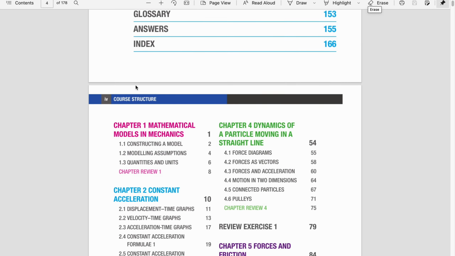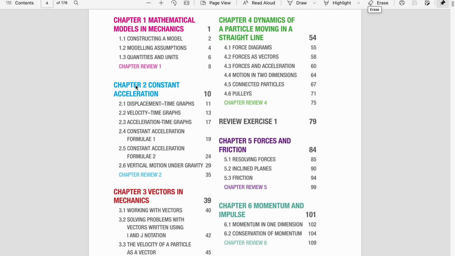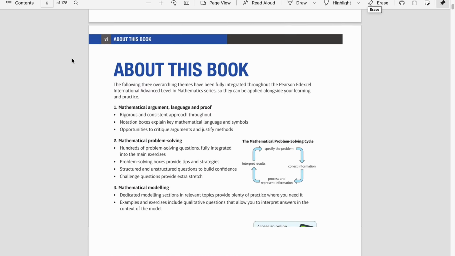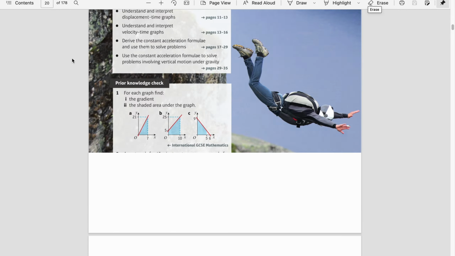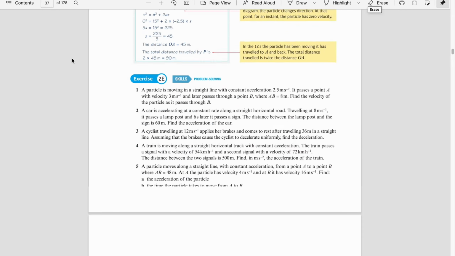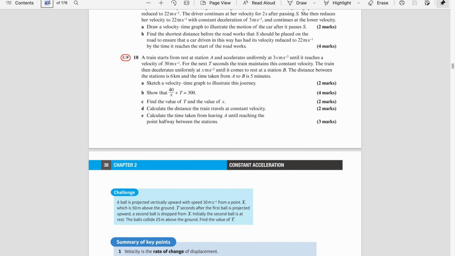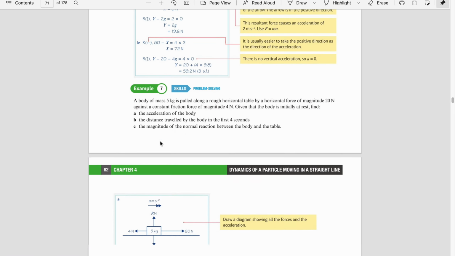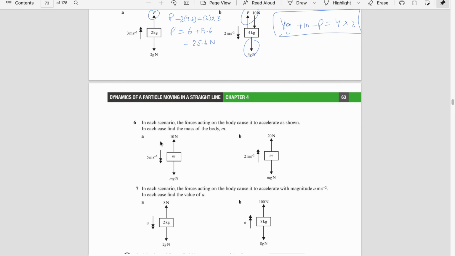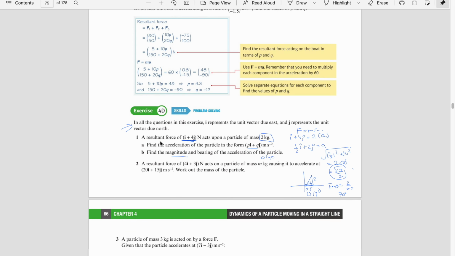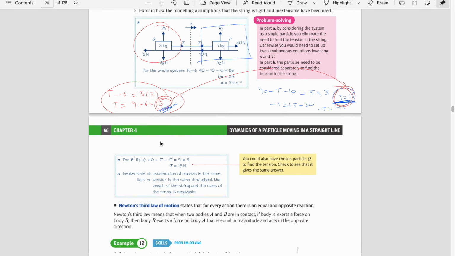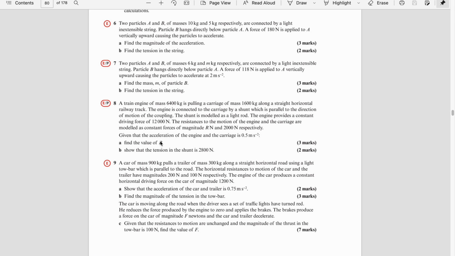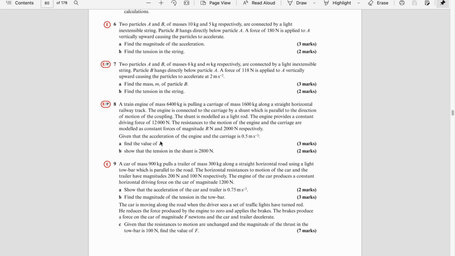Let's move on to chapter 4. We almost covered the first 3 sections, as we were discussing connected bodies. Okay, covered. I think we were here, exam style questions.